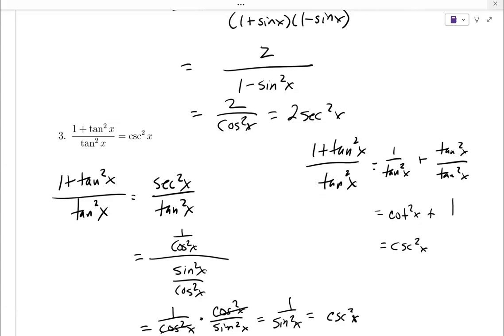So keep that in mind when you're trying to play around with these problems: get your hands dirty and play. And then at the end, just try to write it up pretty.